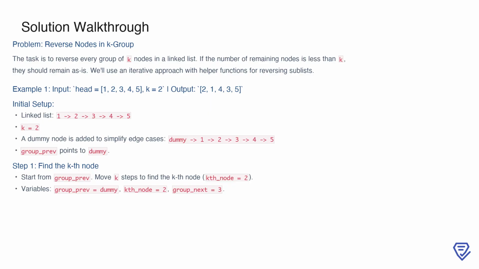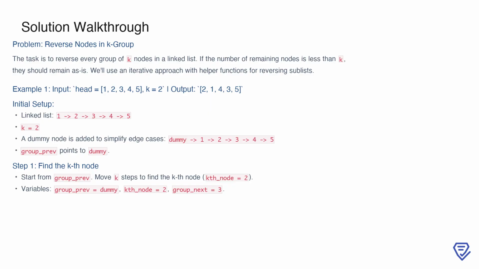In our first example, the input is a linked list 1-2-3-4-5 with k equals 2. The desired output is 2, 1, 4, 3, 5. To simplify edge cases, we start by adding a dummy node at the beginning of the list, so it becomes dummy-1-2-3-4-5. A pointer, group_prev, is initialized to point to the dummy node.